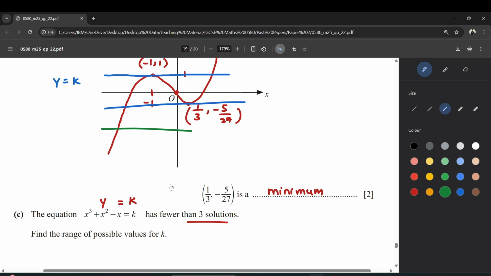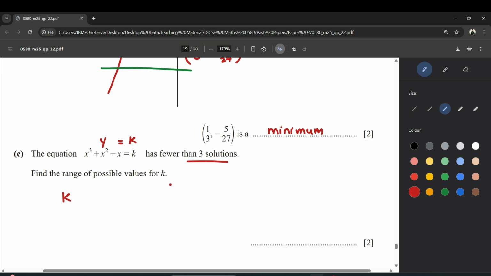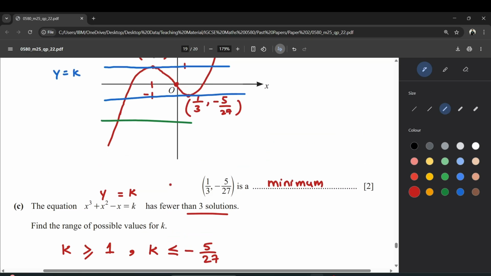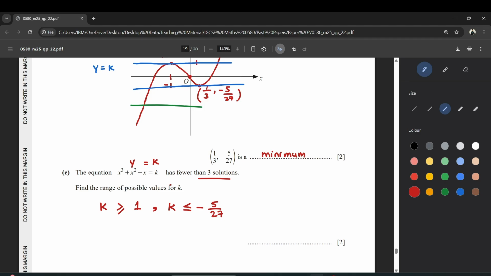That means our answer, in terms of inequality, is the value of k, because k is actually the value of y. So over here, the value of k could be greater than or equal to 1, or it should be less than or equal to minus 5 over 27. So I can say that k should be greater than or equal to 1, comma, k should be less than or equal to minus 5 over 27. All right, so this is the range of values.